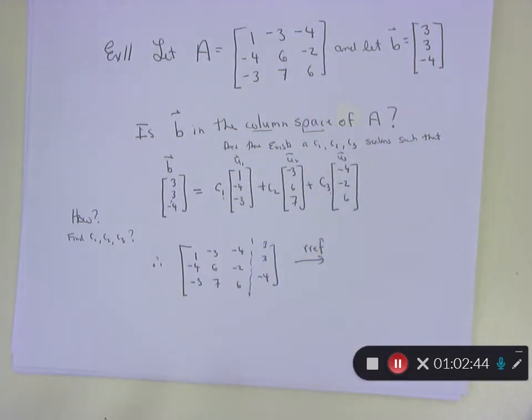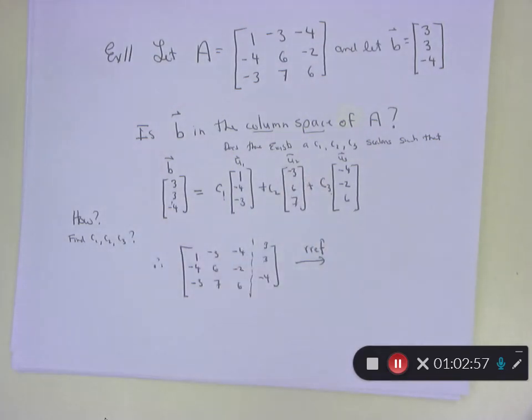And if I can find a C1 and a C2 and a C3 that works, then the answer is yes, it's in the column space. If I cannot find a C1, C2, and C3, the answer is no. This vector is not in the column space of A. Does that make sense? So, I need a new page here. Luckily, I have plenty of papers here. So here we go.